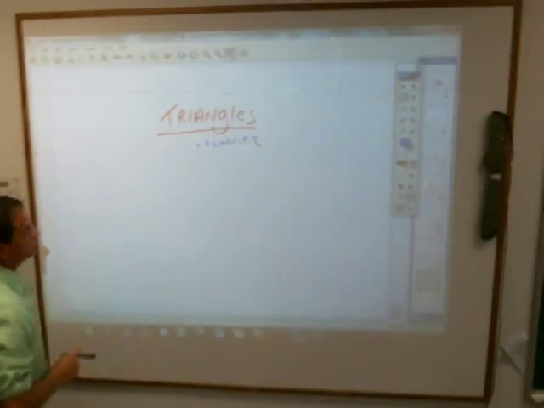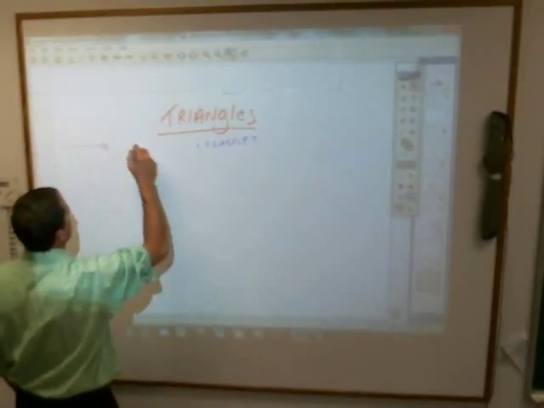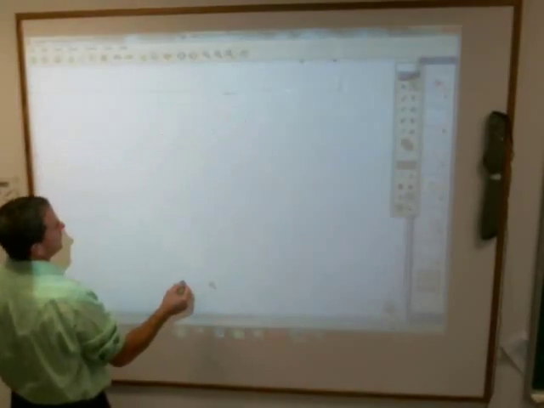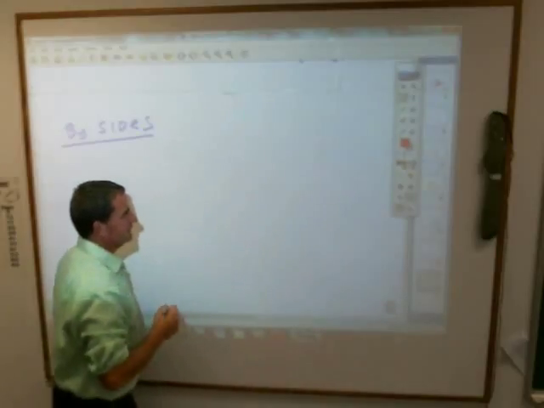And we can do it in two different ways. Let's do the first one here. The first way, you can classify triangles by their sides, which means by the length of their sides. For example, one case would be if you have a triangle where no sides are equal.